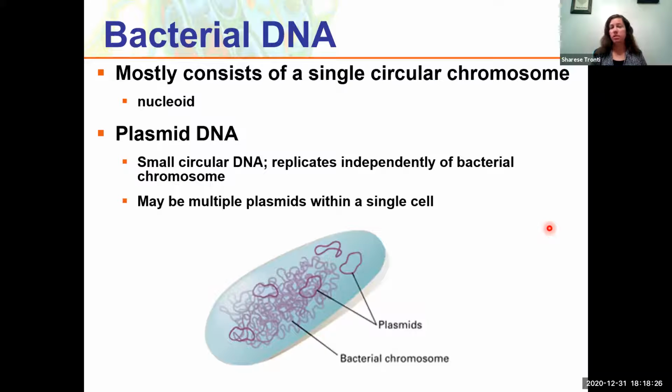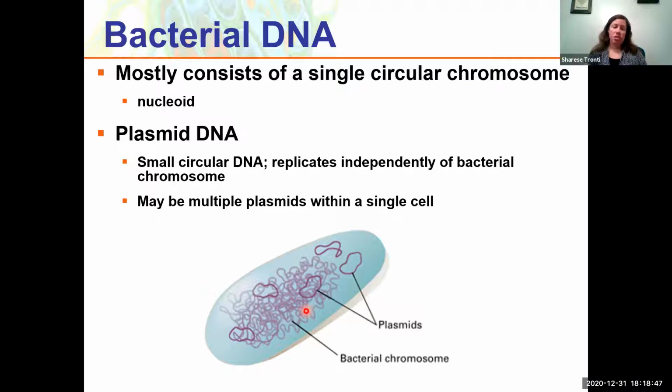So again, bacterial DNA, we only have one singular circular chromosome in the nucleoid region. So in this picture, that's going to be this kind of fainter purple. I think it's showing that it's deeper in the cell. That's just one circular chromosome.